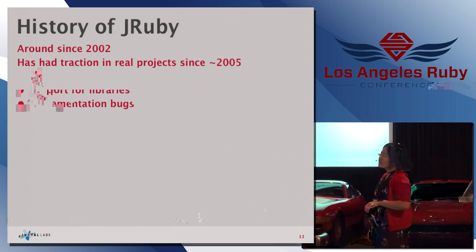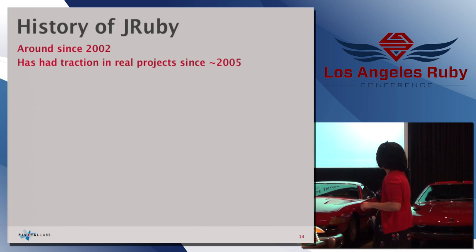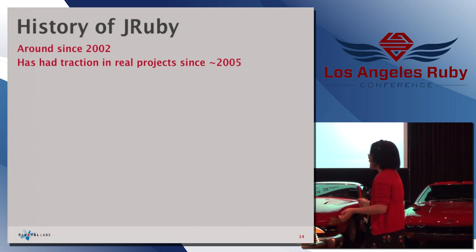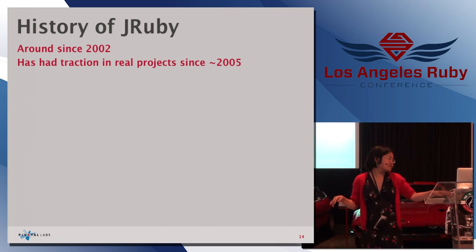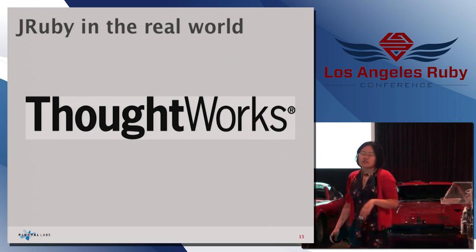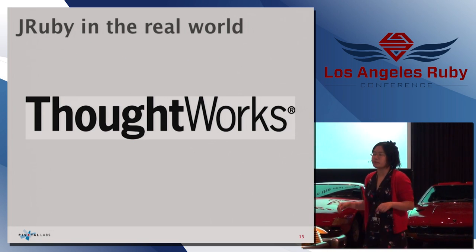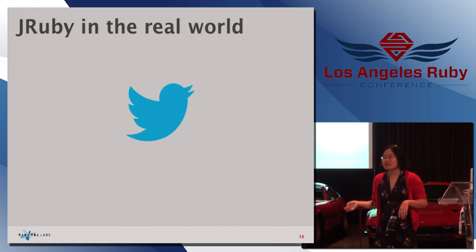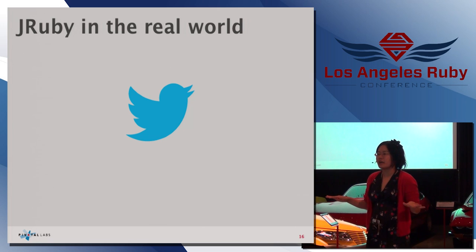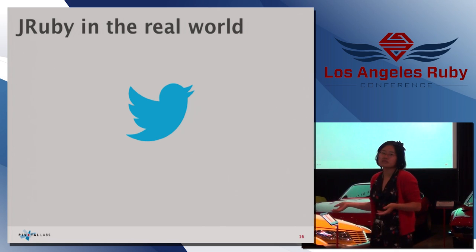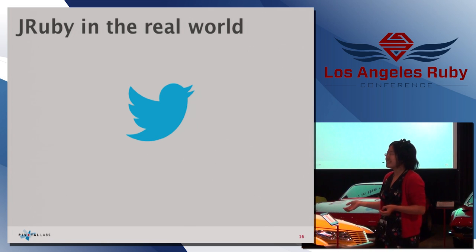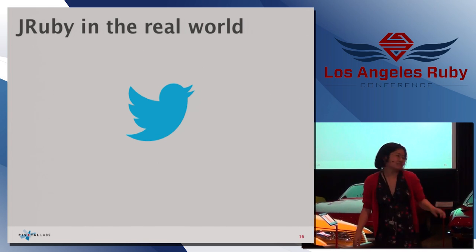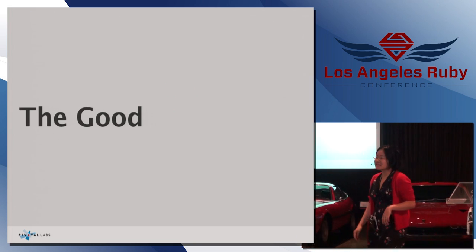So history of JRuby, it's been around since 2002, which makes it kind of old now. It's actually older than the latest 1.9 Ruby interpreter, and it has had traction in real projects since 2005. So JRuby in the real world, ThoughtWorks has really popularized using JRuby in the enterprise because Java is used in a lot of enterprise projects. And you guys might not know this, but Twitter started out as a Rails app on plain MRI, and after a few years they were experiencing scaling problems, they did change over to JRuby for a short while, but sadly today they're not part of the Ruby community. Well, they are kind of, but they run on the Scala stack mainly now. So the good. This is the exciting part, guys.